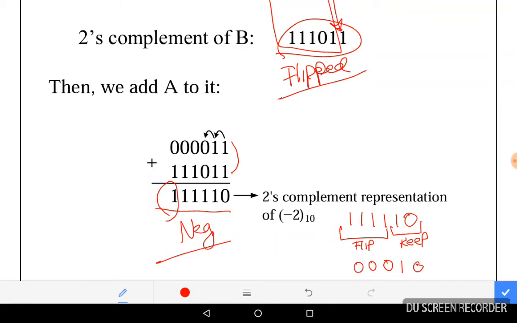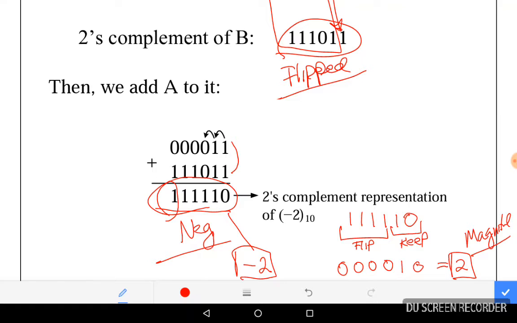0, 0, 0, 0. What is this number? This is a 2. But you have to remember, this is just the magnitude, right? And we have to remember that it's a negative, so this number here is -2, right?